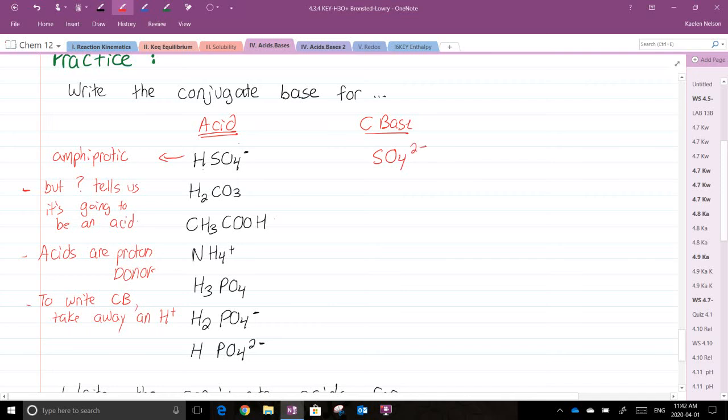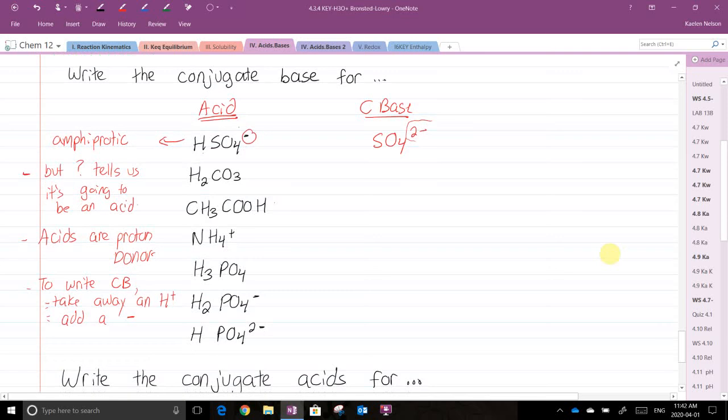So when we take away an H, we're also going to add a negative onto it. So HSO4 already had 1 minus, and now I've changed it to 2 minuses because I've stolen its H, and when I stole its H, I also stole its plus sign.